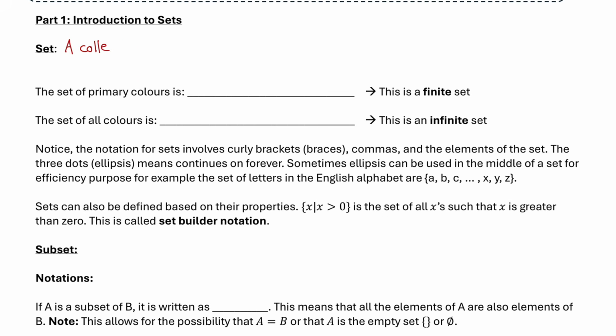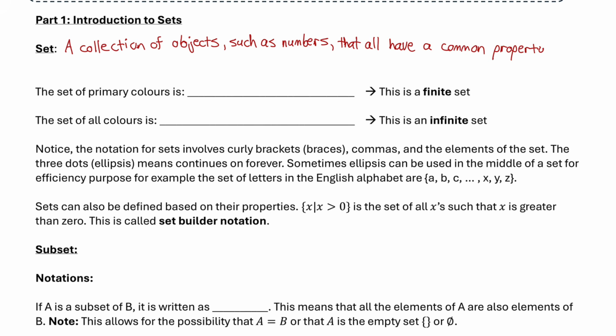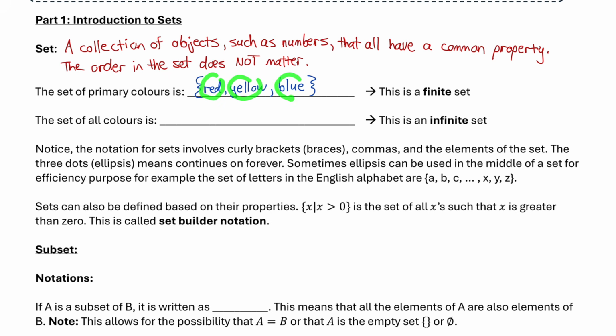A set is a collection of objects, such as numbers, that all have a common property, and the order in the set does not matter. And now to show you what set notation looks like, let's write the set of primary colors. So inside of curly brackets, I can list the three primary colors, red, yellow, and blue, separated by commas. Those are all of the primary colors. This set only involves three elements. That's why this is called a finite set.